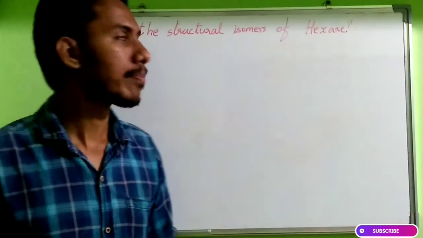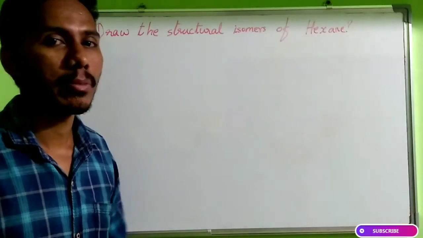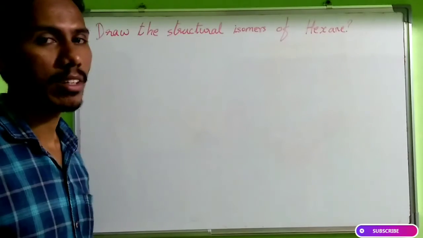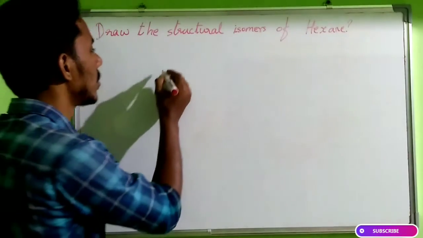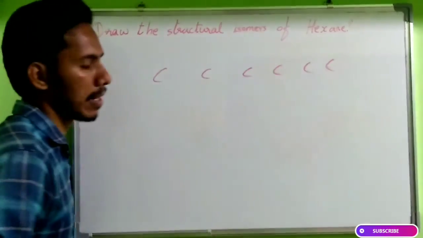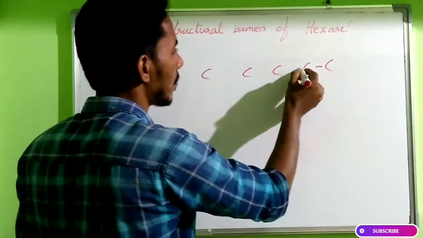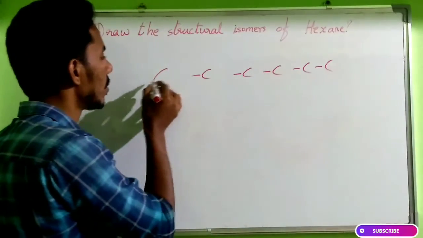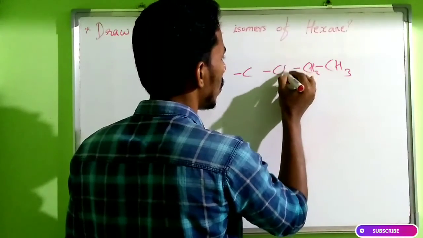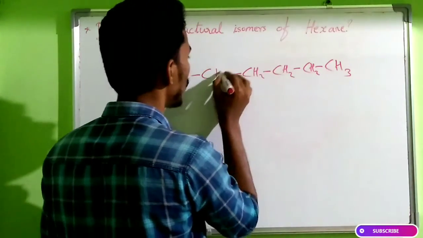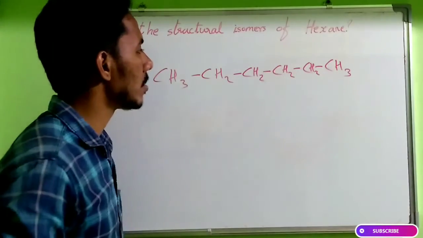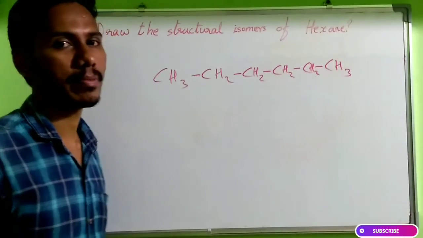Then there is one question. Draw the structural isomers of hexane. Hexane means hex, 6 carbon atoms. 6 carbon atoms. Ane means single bond. Then fill the other valency. 3, 2, 2, 2, 2, 3. CH3, CH2, CH2, CH2, CH2, CH3.